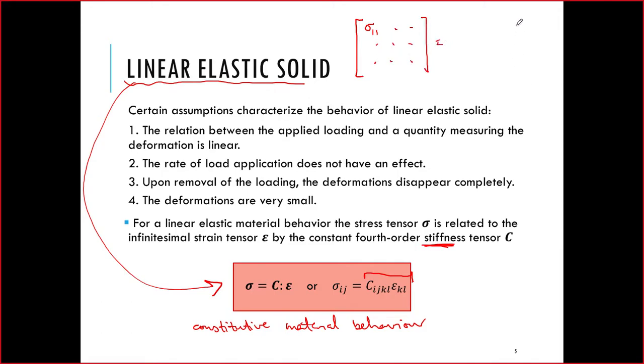Similarly, epsilon kl is also a second order tensor. It is a dyad. So we can represent that also in matrix version. But now what do we do about this fourth order tensor Cijkl?